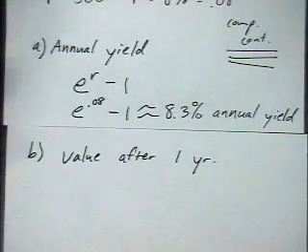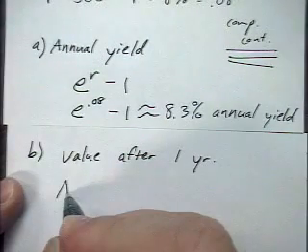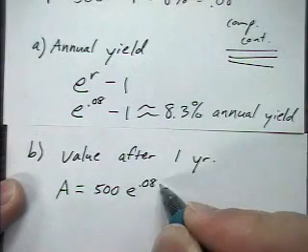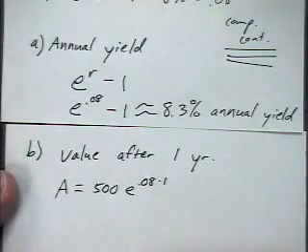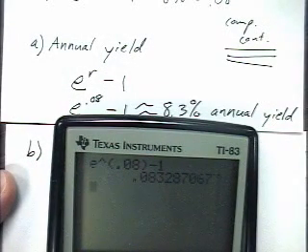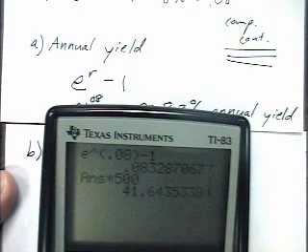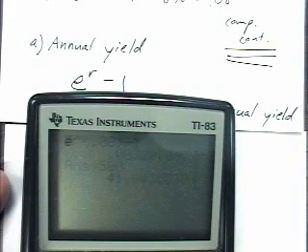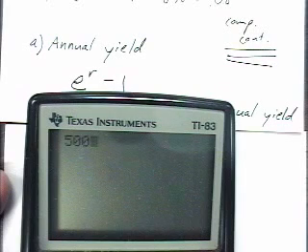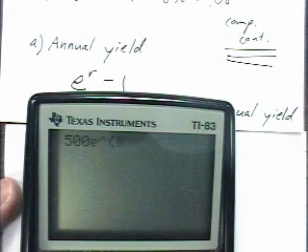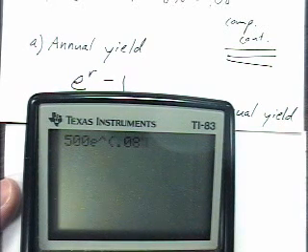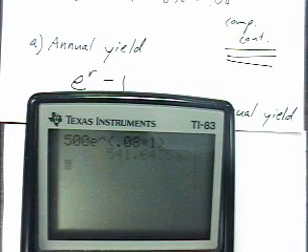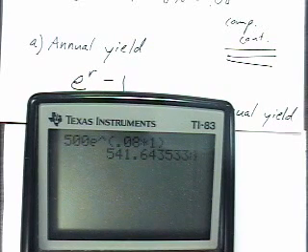Okay, so what about the value after 1 year? Well, that's the PERT formula, right? A equals $500 e to the 0.08 for 1 year. Well, we kind of already have that part, right? We just need to take our answer times 500 and find out that. Wait just a doggone second. I did something wrong there, didn't I? Let's go back and redo it. 500 e to the 0.08 times 1. I know that really won't make a difference. See how we have parentheses around our exponent? Oh, that's much better. $541.64.